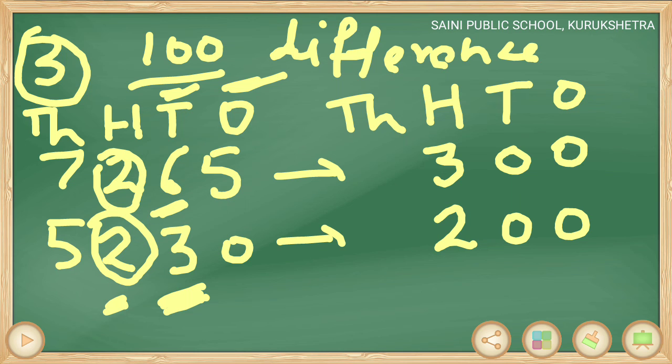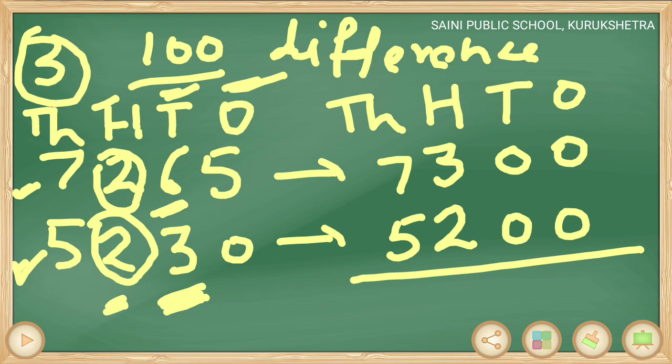Our fourth step, our last step, is that all the digits on the left side of the rounding off place will remain unchanged. So the hundreds place is the place which we want to round off. So all the digits on the thousands place will remain unchanged. So 7 will remain 7 and 5 will remain 5. There will be no change at the thousands place.